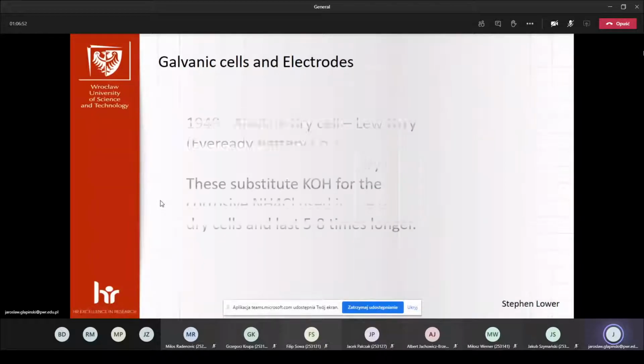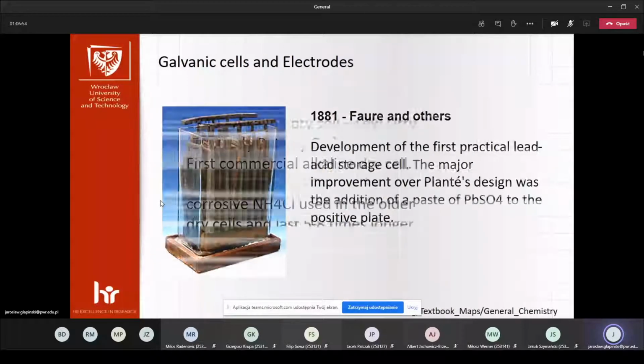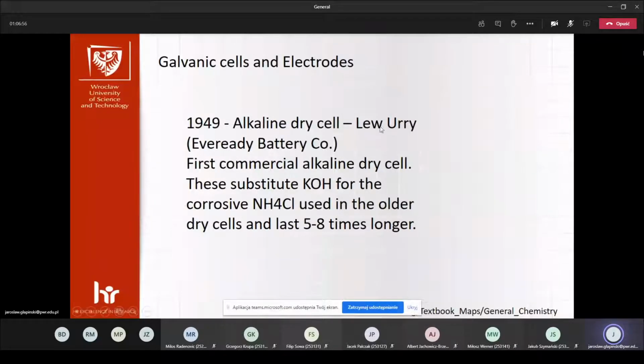Okay, so it was found by Lewis Urry in the 50s. He discovered the alkaline cell batteries. The most important thing was that it was a dry cell. So it is similar to what we are using nowadays. So we use alkaline dry cells, dry batteries. Okay, so it was, as we can see, 70 years ago.